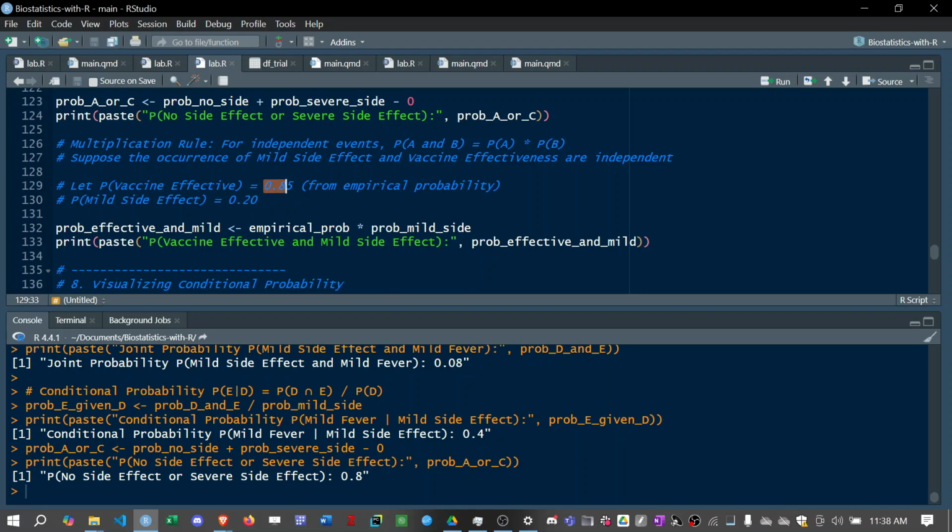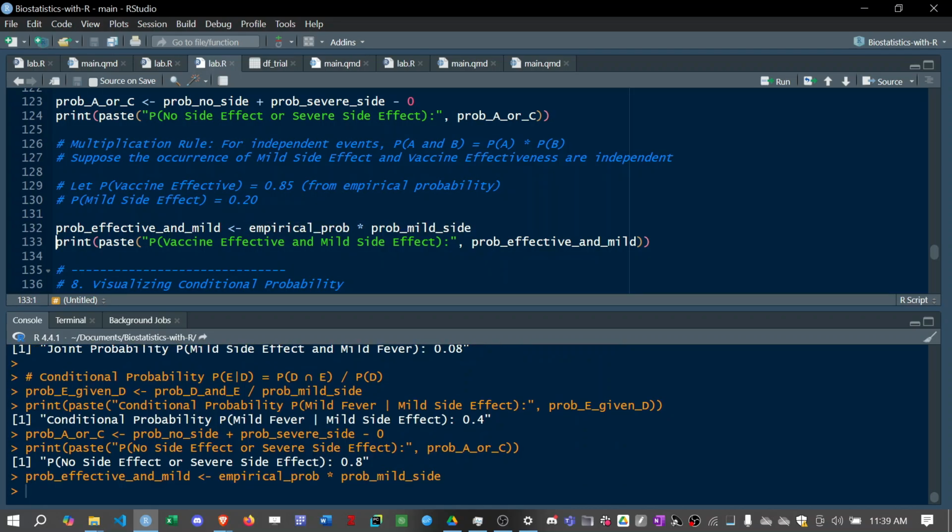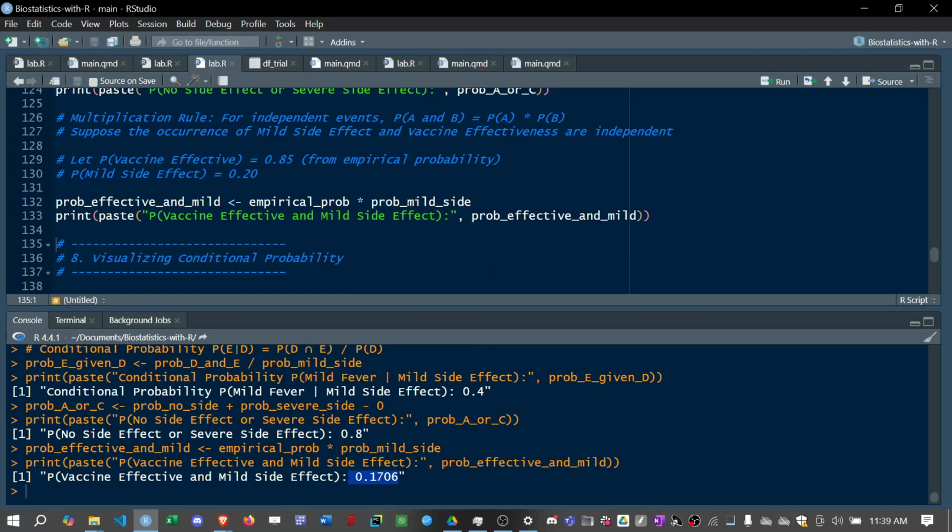So now what's the probability that the vaccine is effective and a patient has a mild side effect? This is where we use our multiplication rule, since they are independent events and these events can occur at the same time, but they don't have any relationship with each other, because vaccine effectiveness is not related to side effects and the side effect also is not related to vaccine effectiveness. The vaccine might not be effective and still have a side effect. So now we are going to multiply these two, the empirical probability with the probability of mild side effects, and we get 0.1706 to be the value.